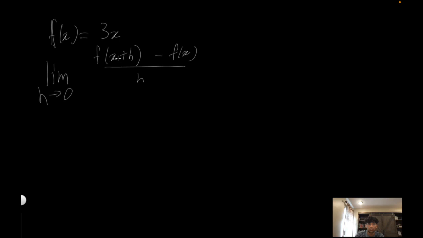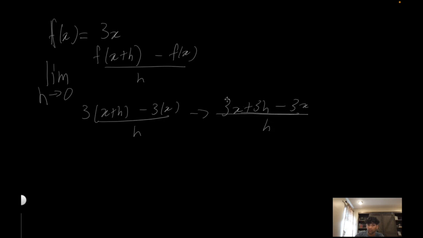So you're going to have to substitute x plus h into the function. So 3 times x plus h minus 3x over h. You can expand this. It becomes 3x plus 3h minus 3x over h. Now these terms actually start canceling out. Now you're left with the limit as h goes to 0 of 3h over h. Now these h's just cancel out, so the answer is going to be 3, as you might have already seen from this linear equation.